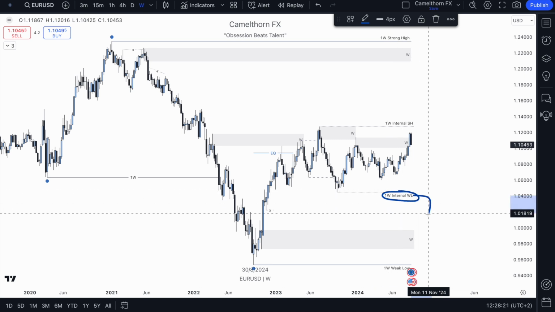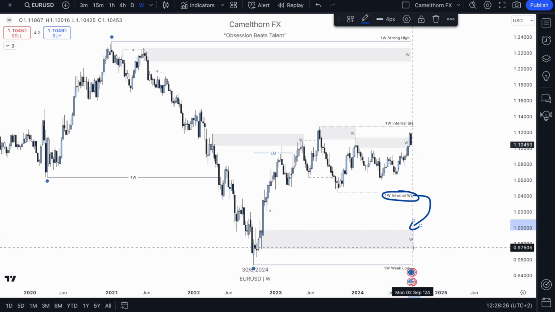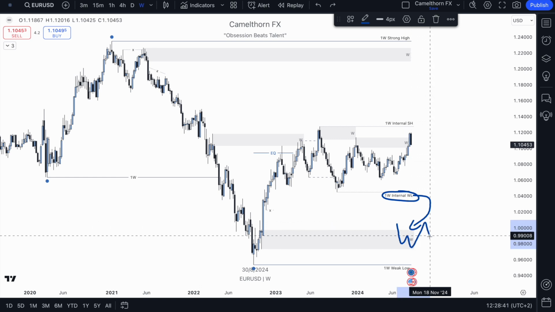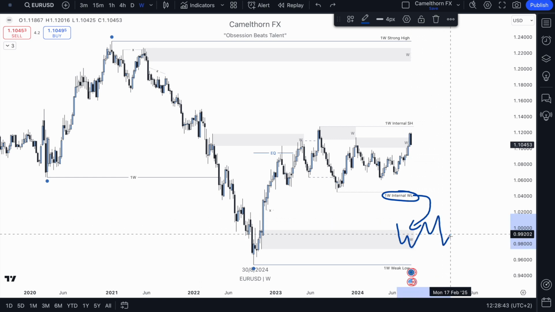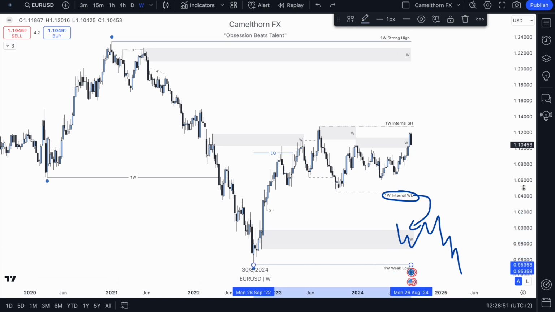After that violation, our next sell target would be this weekly demand zone down here. The anticipation would be for this POI to generate just a short-term bullish reaction before a resumption of the underlying bearishness to target this weekly week low, which sits at around 0.95358.